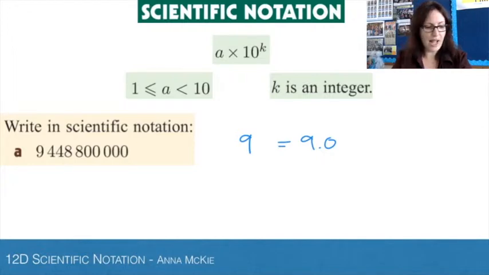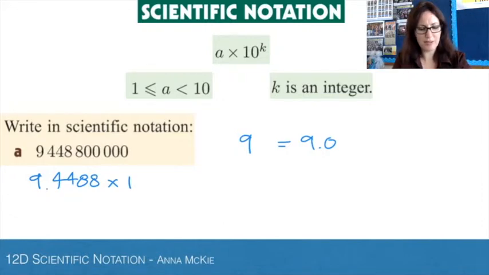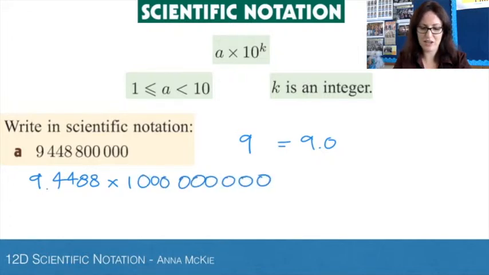Now, in terms of what this number actually is, you might like to think of it as this to start with, 9.4488 multiplied by what number would give us that? So it's 1 with how many zeros? It would be 9. If you don't believe me, get your calculator out and check that. If you multiply this number by 1 billion, you would get 9,448,800,000. So now it might be easier to see how it's going to end up in this form.